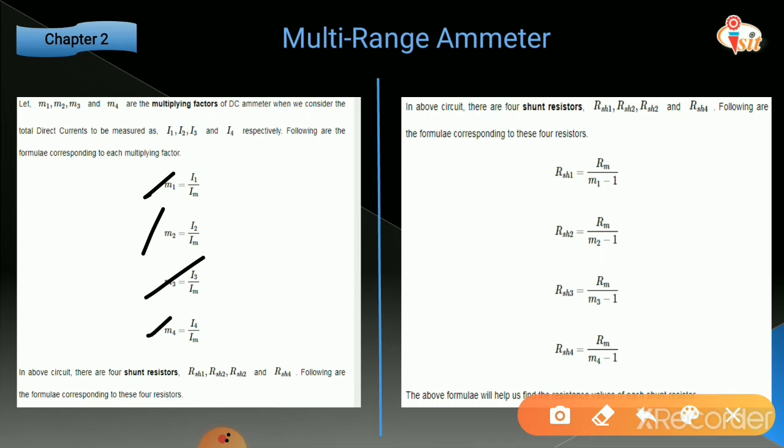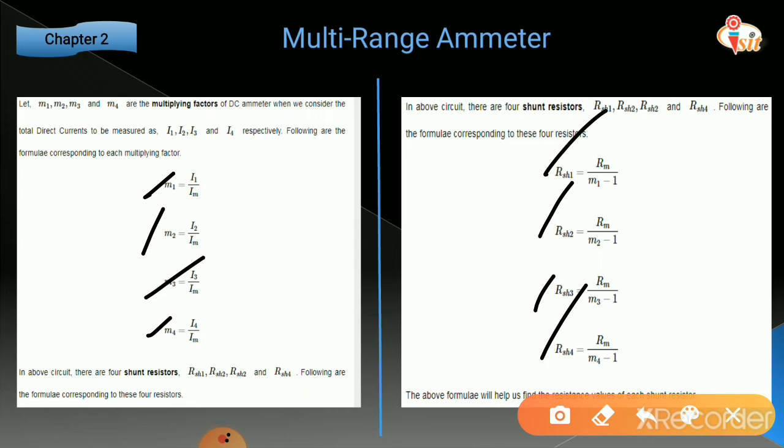Then how to calculate M1? M1 is equal to I1 upon Im. M2 is equal to I2 upon Im. M3 is equal to I3 upon Im. And M4 is equal to I4 upon Im. Now in the above circuit there are four shunt resistors RSH1, RSH2, RSH3, RSH4. Following are the formulas corresponding to the four resistors. These are the different formulas for calculation of the four resistors.